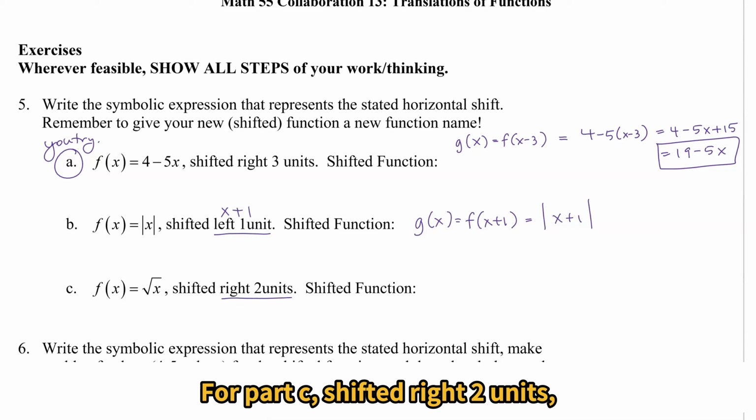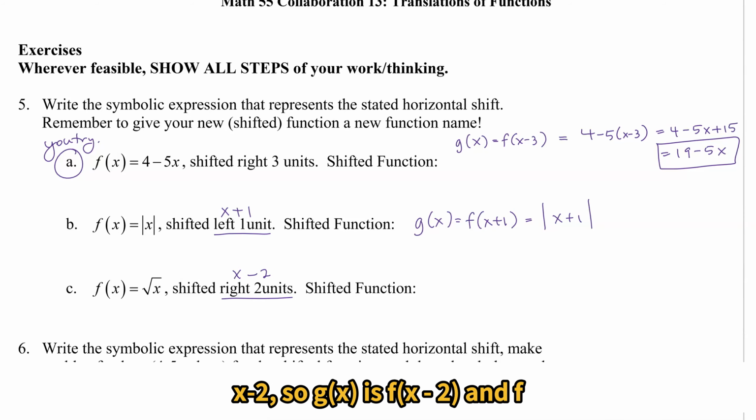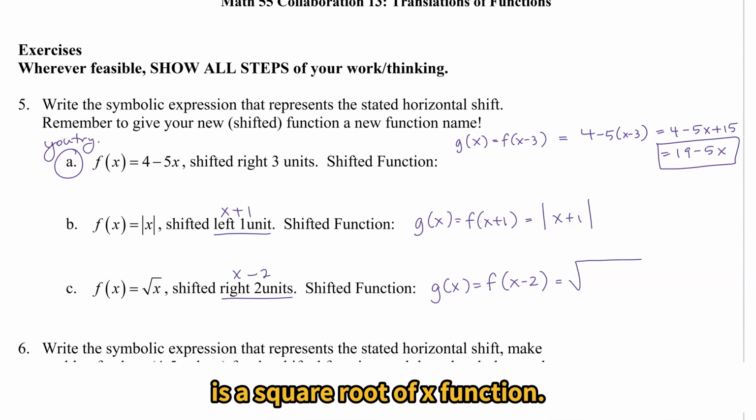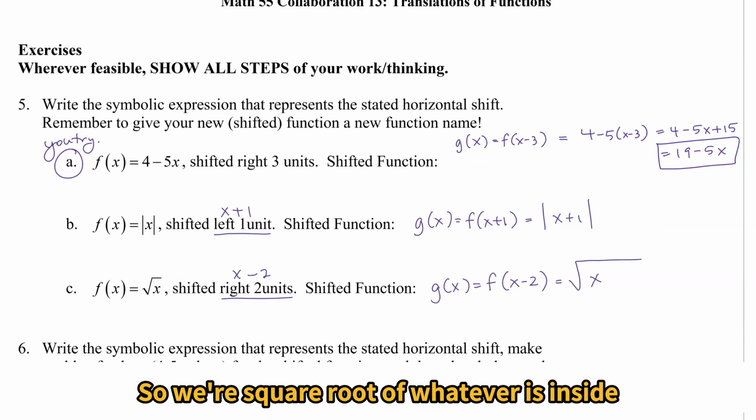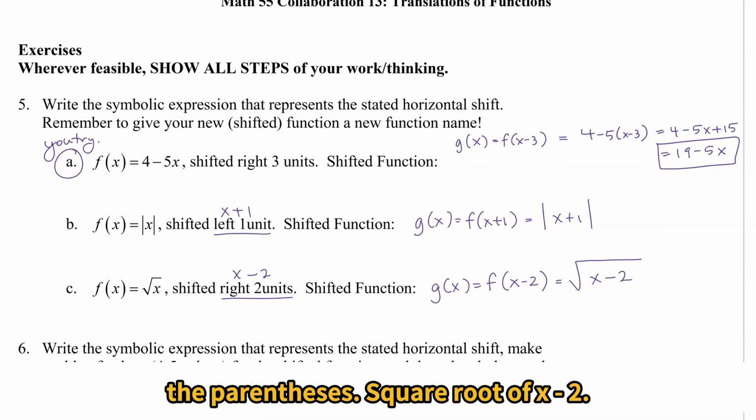For part C, shifted right 2 units, x minus 2. So g of x is f of x minus 2, and f is a square root of x function, so we're taking the square root of whatever's inside the parentheses. Square root of x minus 2.